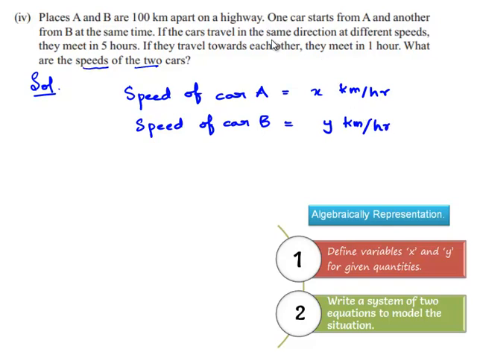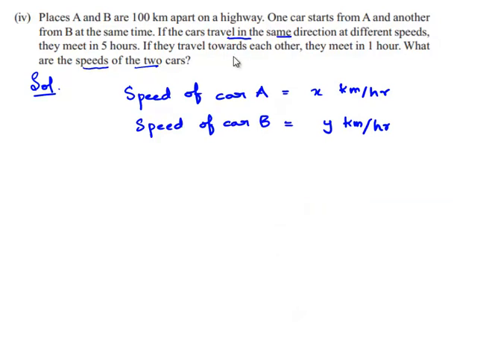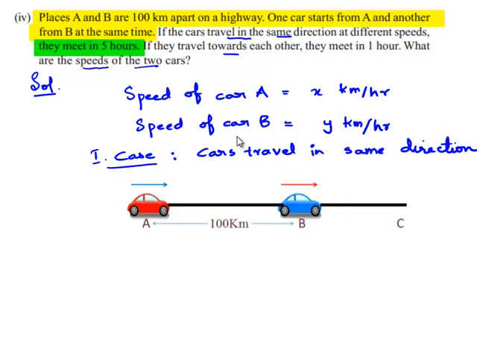In this problem we are given two cases. One is the cars travel in the same direction, and the other one is the cars travel towards each other. So first let us see case 1, cars travel in the same direction. According to the given problem, places A and B are separated by a distance of 100 kilometers, and car A and car B are traveling in the same direction. Both of them meet at a common point C after 5 hours.